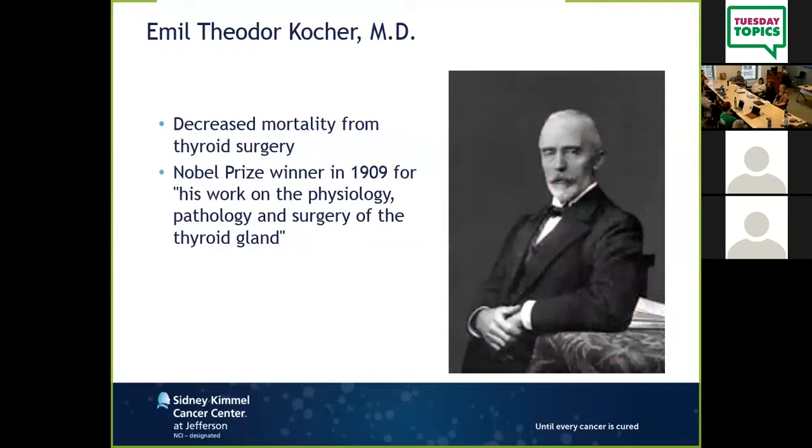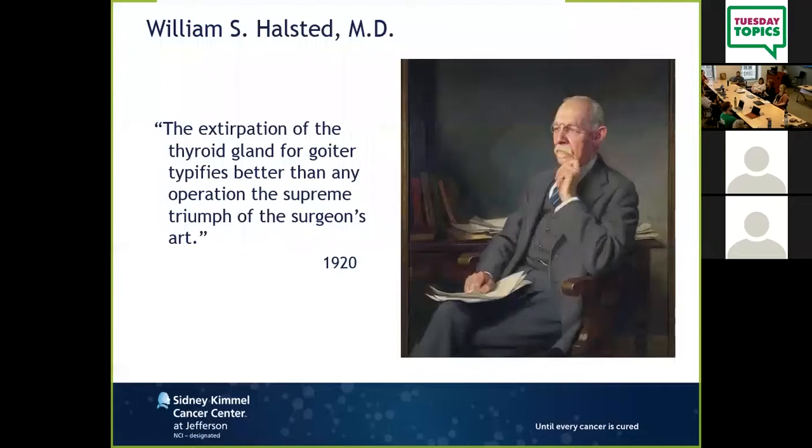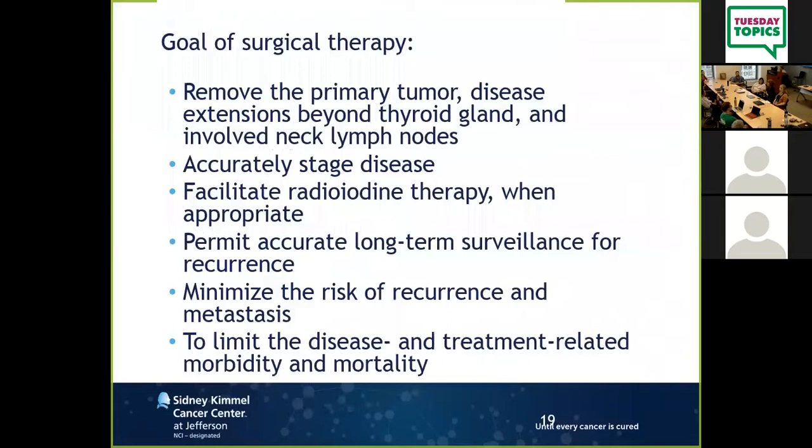And then we have Dr. William Halsted in the 1920s, who stated that the extirpation of the thyroid gland for goiter, and that's specifically for something like Graves' disease, typifies better than any other operation the supreme triumph of the surgeon's art. And basically what he's trying to say is it's really still pretty hard. It can be a big struggle, and there are lots of things that can go wrong, so it's important to do it well.